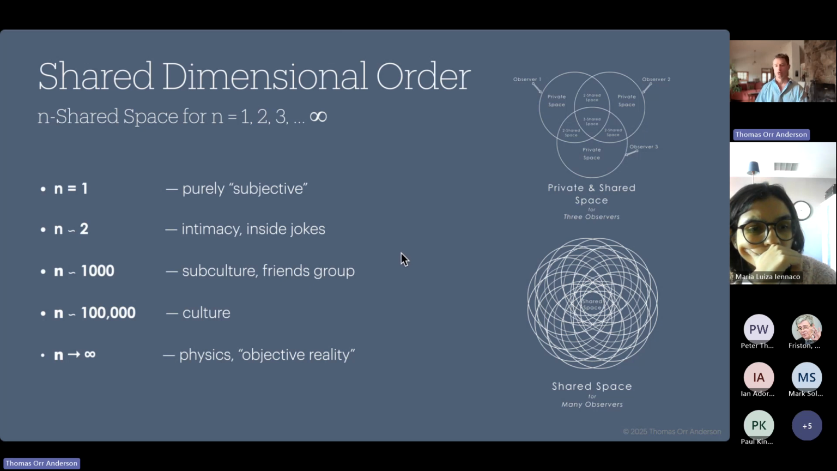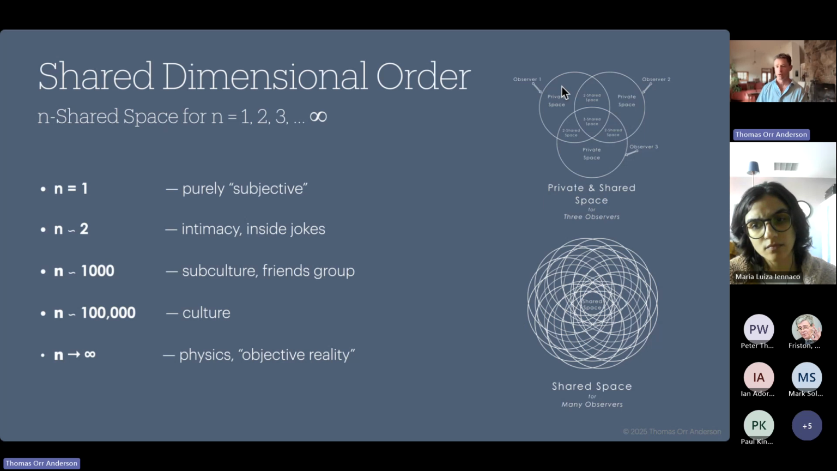So where two people's model spaces overlap in shared dimensions, the more agents there are, as n approaches infinity, we approach what we might call physics or objective reality. So you can frame this spectrum from subjective to objective in terms of this shared dimensional order. How many dimensions are shared by, or how many agents share the dimensions? When the dimensions are shared or observable or confirmable by practically every agent, then we have what we would generally call objective reality. That's the domain where physics lives, for example.